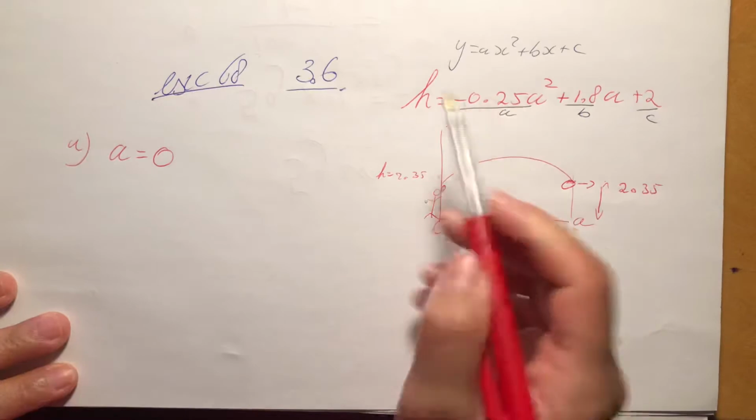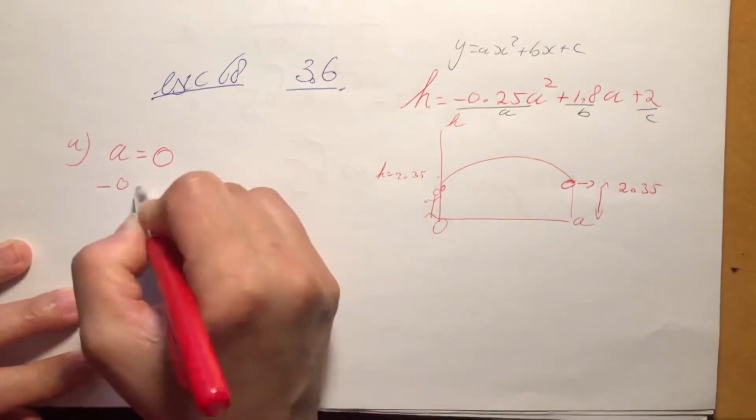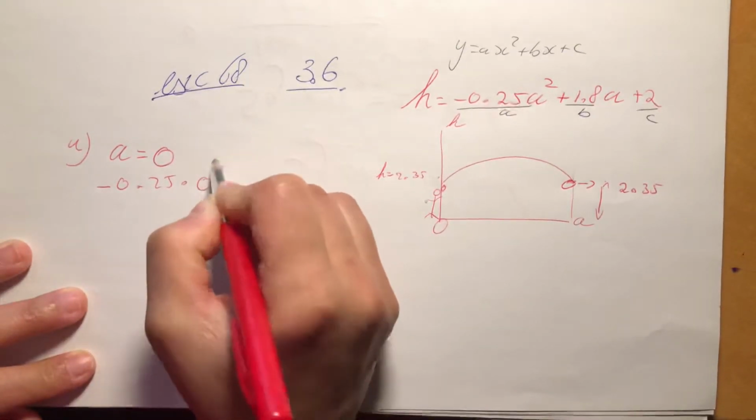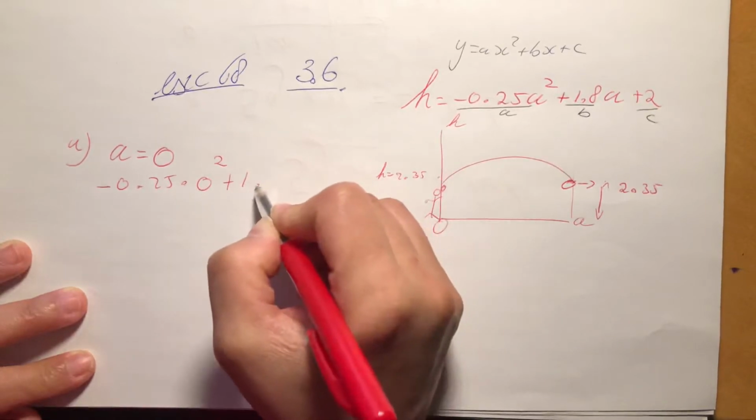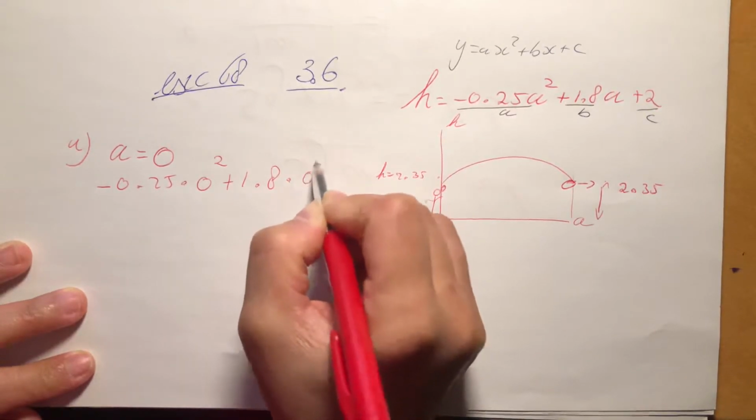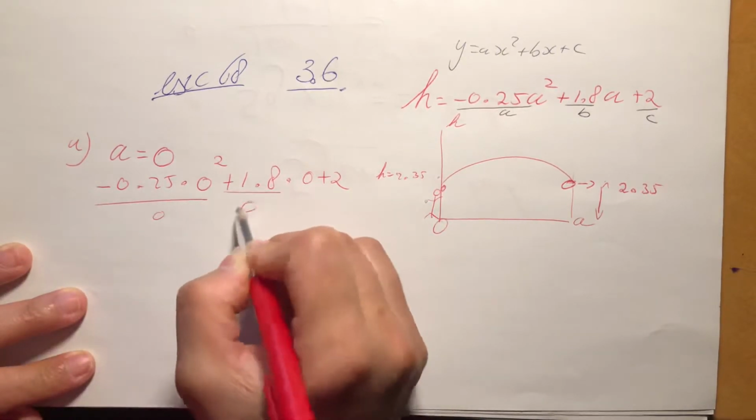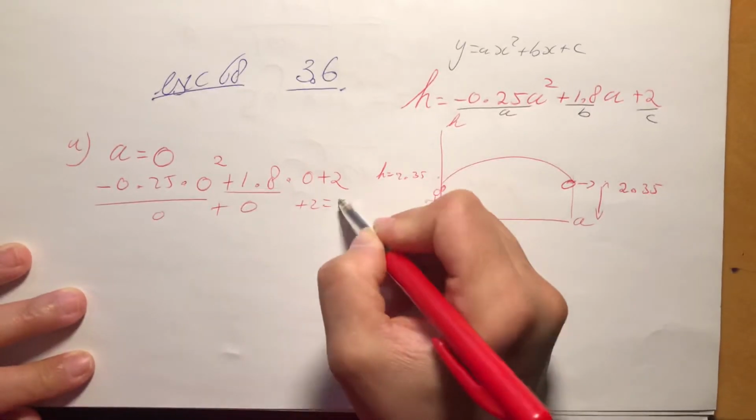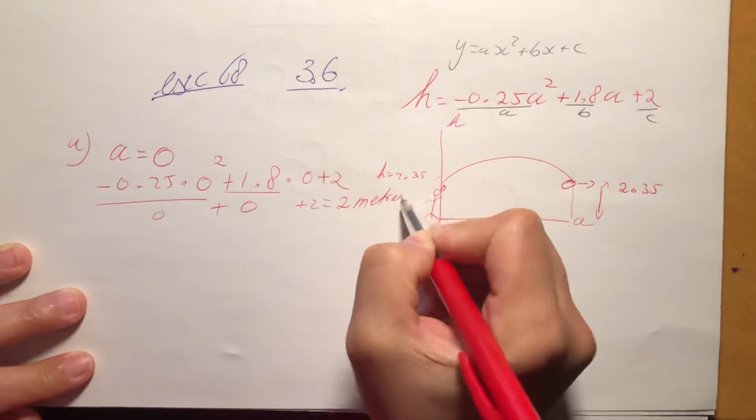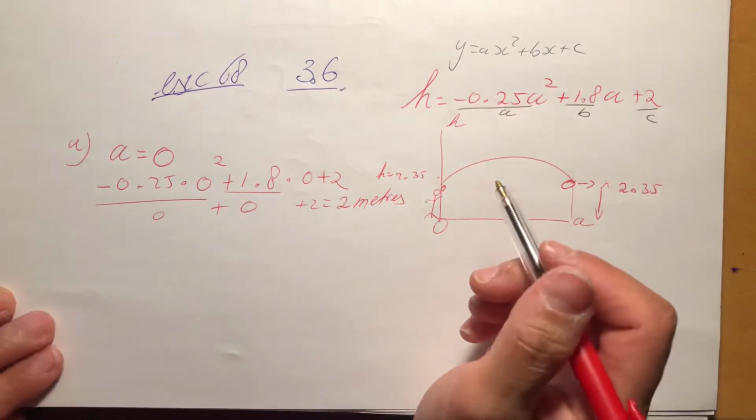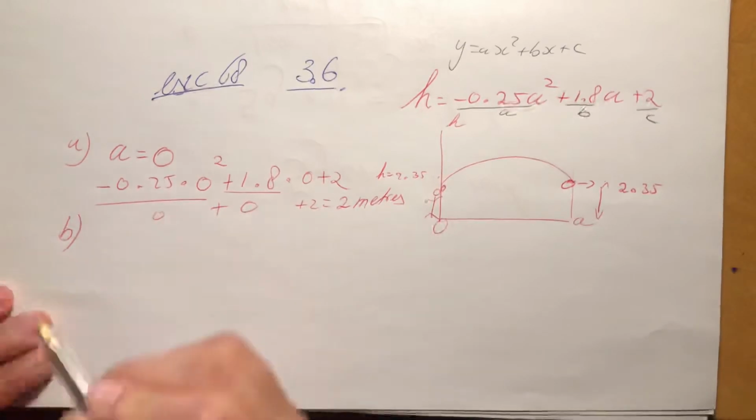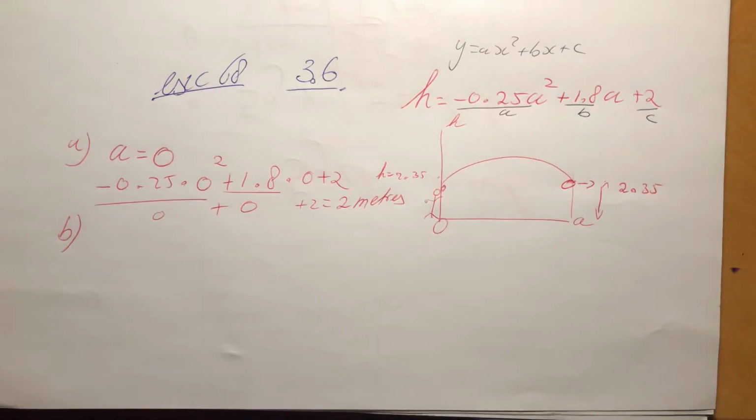But you can also calculate it if you don't know it for sure. So you fill in for a and you really get negative 0.25 times 0 to the power of 2 plus 1.8 times 0 plus 2. This part becomes 0. This part is 0. So we indeed are left with 2. So the ball leaves at 2 meters. And then we go to question b. What is the maximum height of the ball?